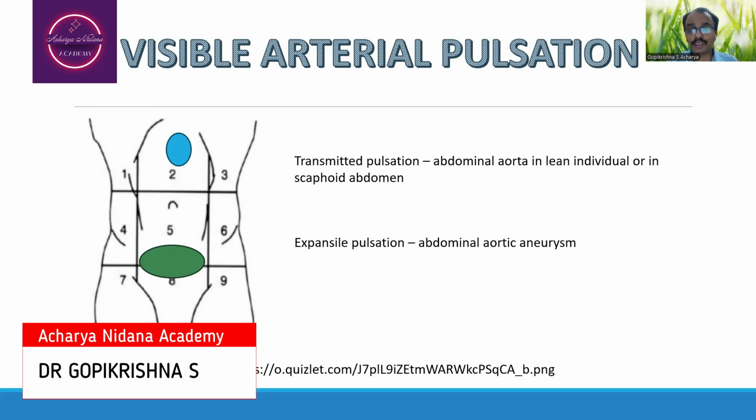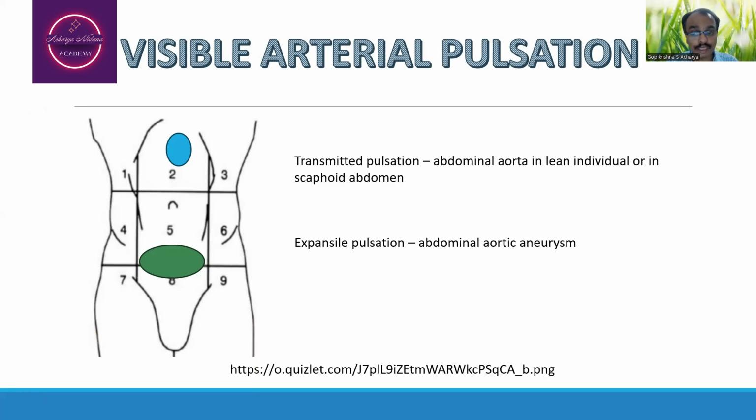When you think about the pulsations observed in the epigastric region, that may be observed in lean individuals or a person having a scaphoid abdomen. So that is usually indicative of transmitted pulsation.